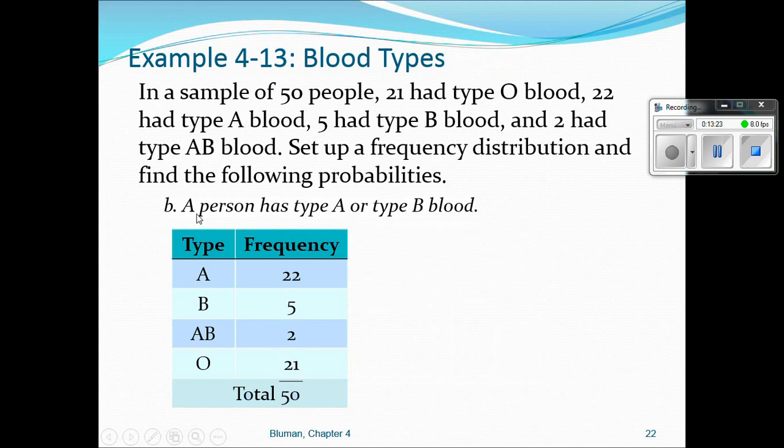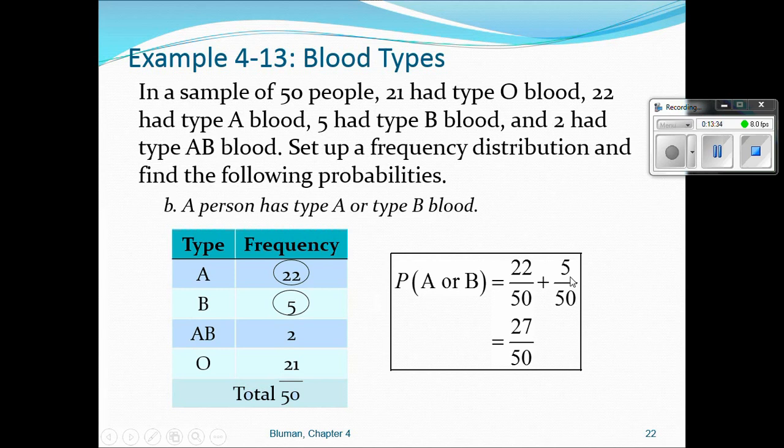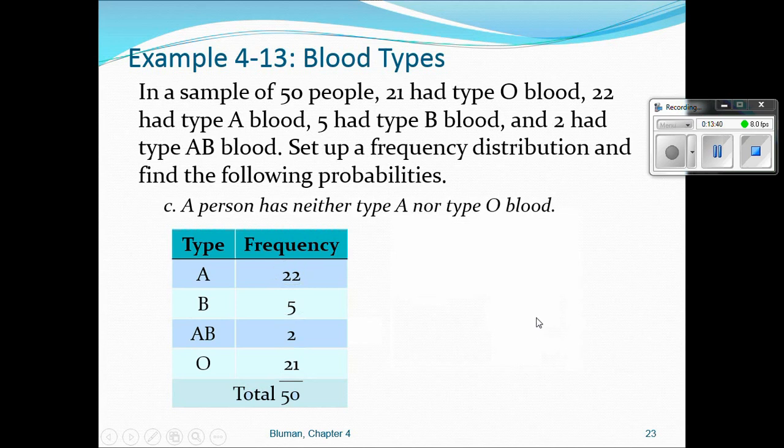Okay. What's the probability that a person has type A or type B blood? We're looking for one or the other. So we're going to be looking for actually 2 of them, these 2, 22 and 5. We add those up. We got 27. The total frequency is still 50. So the probability of A or B would be 27 over 50.